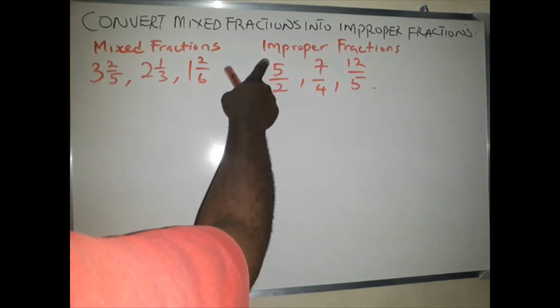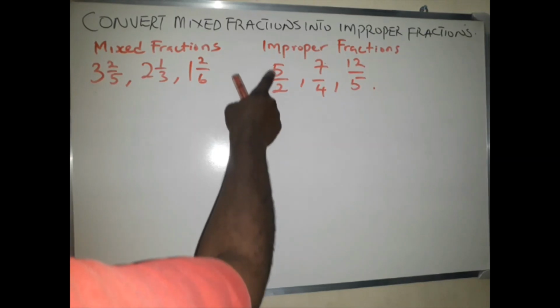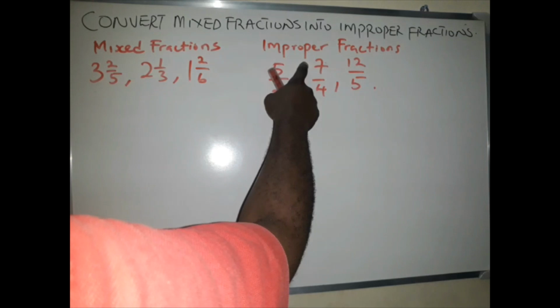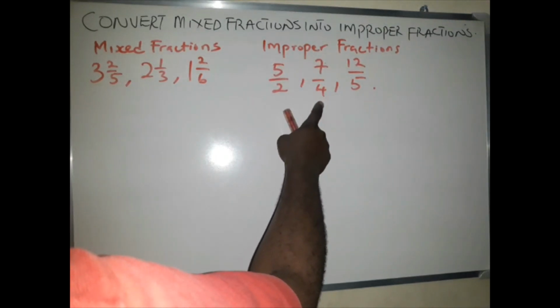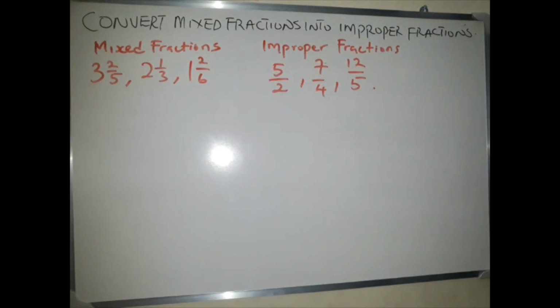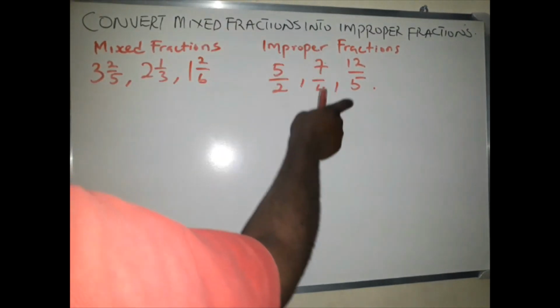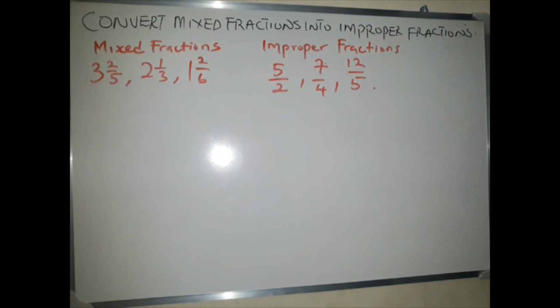You can see that 5, the numerator here, is greater than 2, which is the denominator. 7, the numerator, is greater than 4, the denominator. And 12, the numerator, is greater than 5, the denominator. So now we'll be looking at how to convert from this kind of fraction to this kind of fraction.